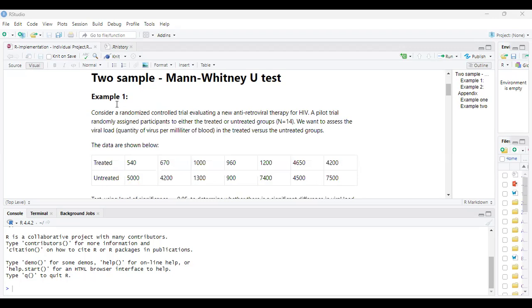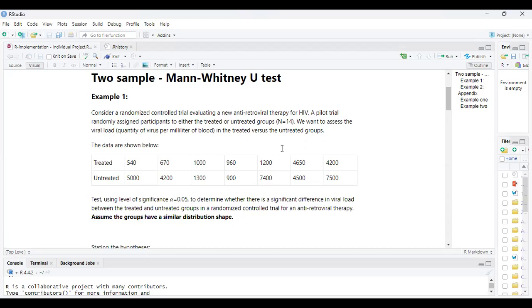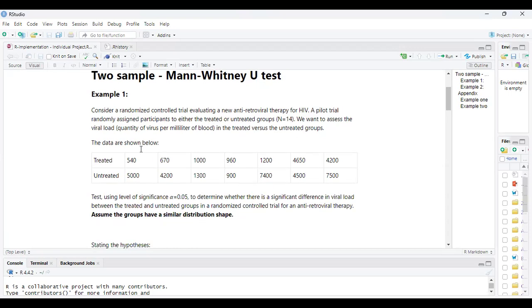Example 1, we said consider a randomized control trial evaluating a new antiretroviral therapy for HIV. A pilot trial randomly assigned participants to either the treated or untreated groups. N is equal to 14. We want to assess the viral load, quantity of virus per milliliter of blood, in the treated versus the untreated groups. We got the data from the table.